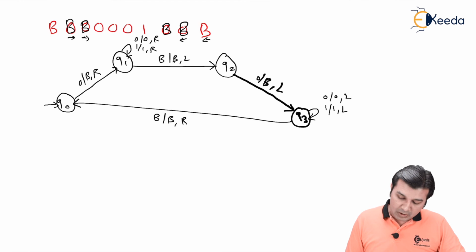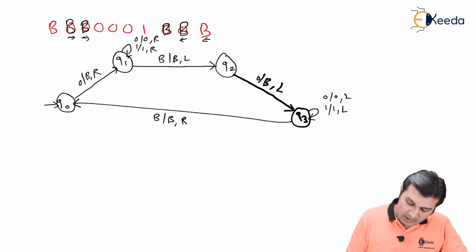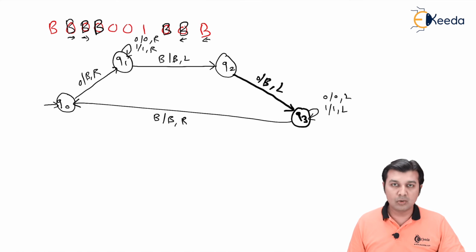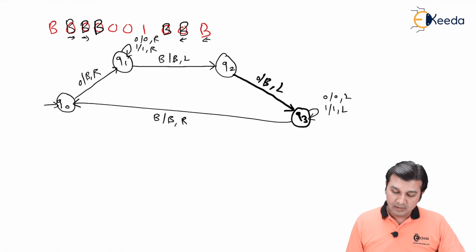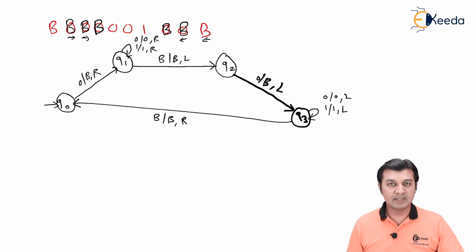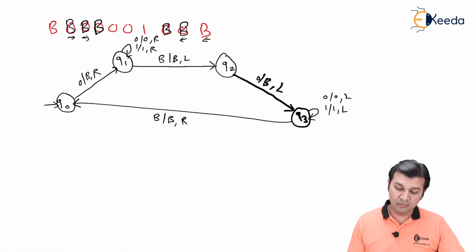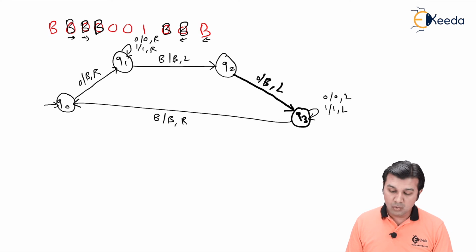Now, in Q0, when you are going to get the first 0, as per the logic, you are going to get this 0 converted to blank and go to state Q1. In state Q1, you are getting a lot of zeros and ones which will be bypassed in Q1 itself till you get the first blank. And in Q1, when you are going to get the first blank, you are going to keep the blank as it is and move to the left. And you are now in state Q2.